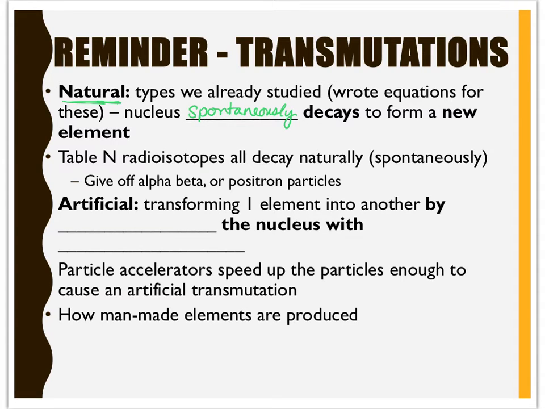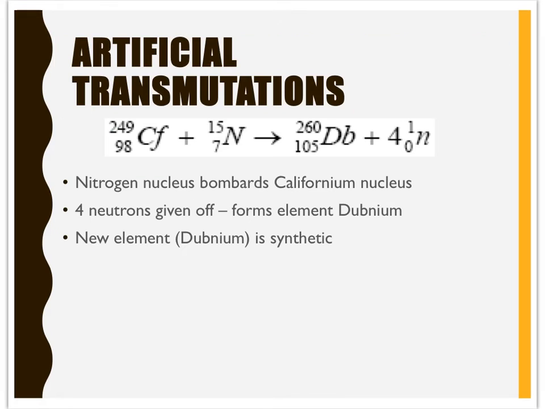An artificial transmutation is when the reaction doesn't happen on its own. An element can be forced to change into another element if you bombard the nucleus of the target with high energy particles. And this will cause them to change. And a piece of equipment called a particle accelerator, which I mentioned last time, speeds up the particles enough to cause an artificial transmutation. And this is how artificial or man-made elements are produced.